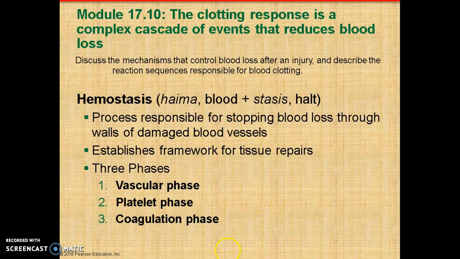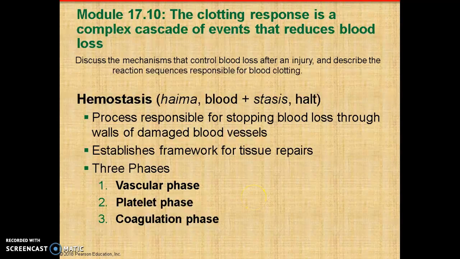The clotting response is a complex cascade of events that reduces blood loss. In this section, we're going to discuss the mechanisms that control blood loss after an injury and describe the sequences responsible for blood clotting. Well, hemostasis is blood stopping, and the process responsible for stopping blood loss has three different phases. The first is the vascular phase, the second is the platelet phase, and the third is the coagulation phase.